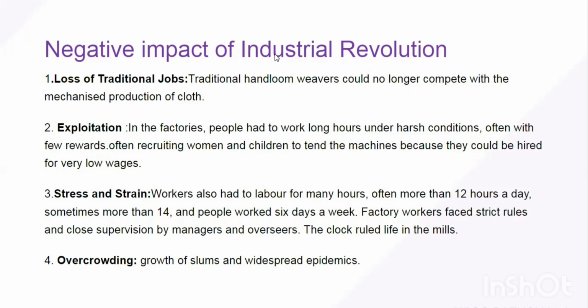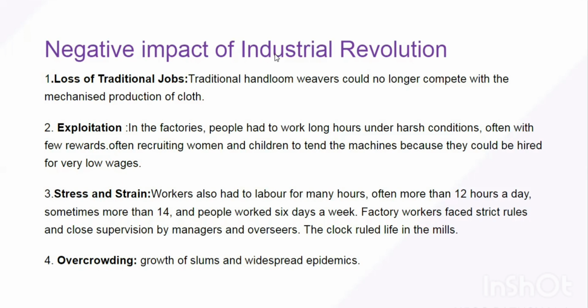Then the third aspect we can talk about is stress and strain. Workers, as I mentioned, had to labor for many hours. There were no rules and regulations. Often they used to work for more than 12 hours a day, sometimes even 14 hours a day, with no weekly holiday. Later on, they started giving one holiday, once a week. But before that, throughout the week they had to work. And factory workers were supervised by strict managers. So life was run by the clock. There were managers who used to keenly observe how they were working and whether they were productive.